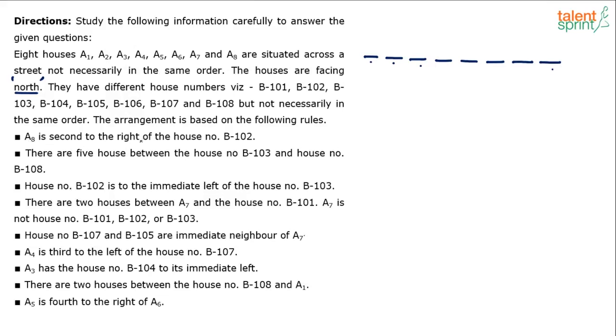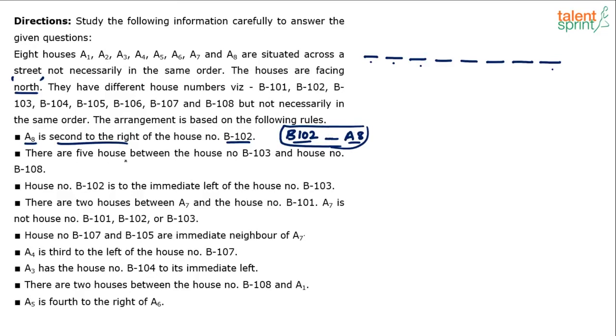It says A8 is second to the right of the house number B102. Not 108, B102. So A8 is second to the right of B102. Now where is B102? We have no idea. It can be on any of these positions. But what I definitely know is A8 is second to the right of B102, which means if this is B102, first and second to the right, this is A8. So wherever you put it in the arrangement, this picture has to be fixed. It will come in this fashion, right? A8 is second to the right of B102.